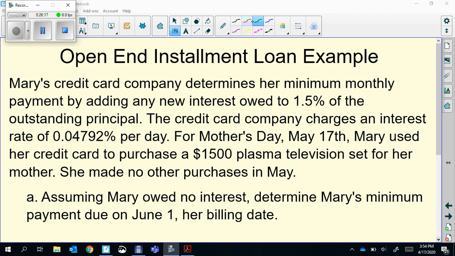which, fun fact there, Mother's Day cannot happen on May 17th. Go ahead and you can look into that one if you want. Mary used her credit card to purchase, so I guess maybe that's why she got such a nice gift, because it was a late Mother's Day present. That's why she bought her mom a TV.